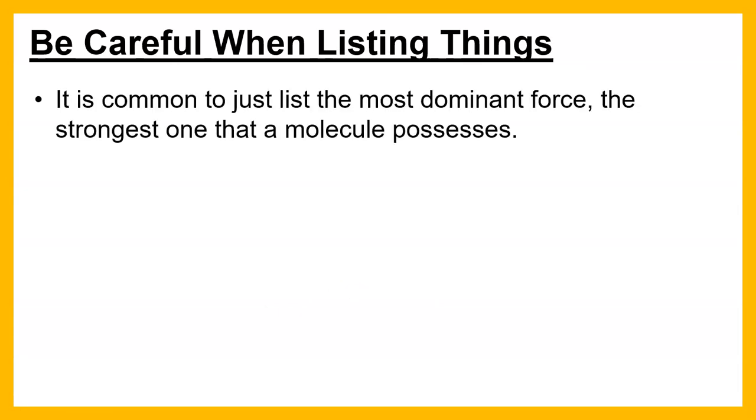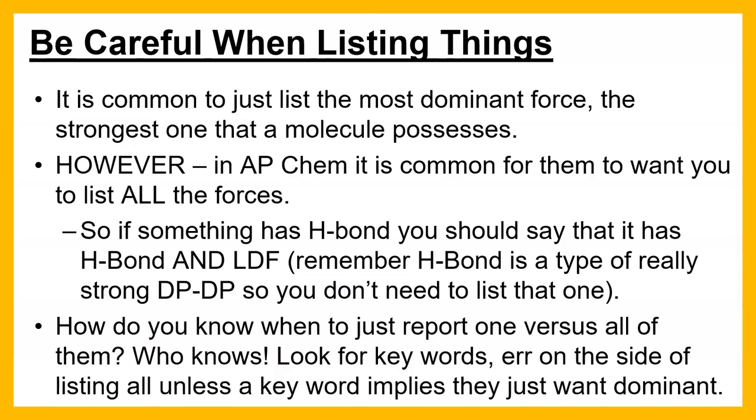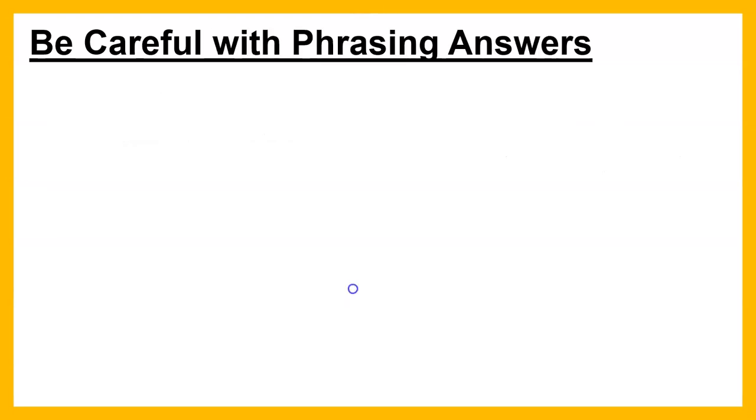In Honors Chem, you typically just told people what the most dominant force was. However, in AP Chem, they will often want you to list all of the forces present. You can't just say it has hydrogen bonding. You've got to say it has London force and hydrogen bonding. People feel frustrated sometimes when they don't know when they should list all of them or when they should just list the dominant one. And that's part of reading comprehension. That's where you have to look for key words and read the phrasing of the question. But it's very common to list all of them in AP Chem.